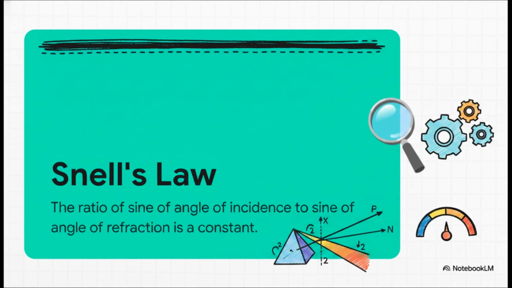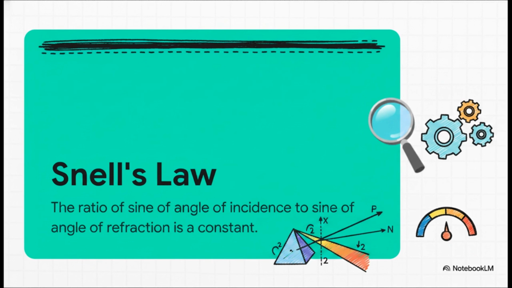Please do not let Snell's law intimidate you. It is simply a reliable, constant rule for any specific pair of media. It just tells us that the ratio of the sine of the angle of incidence to the sine of the angle of refraction is always a constant number. We call this constant the refractive index.